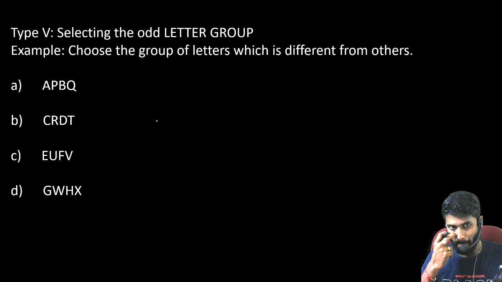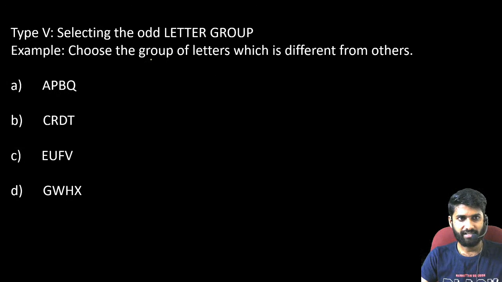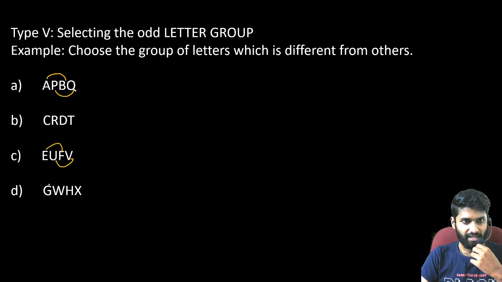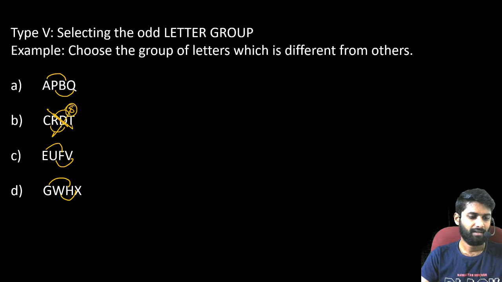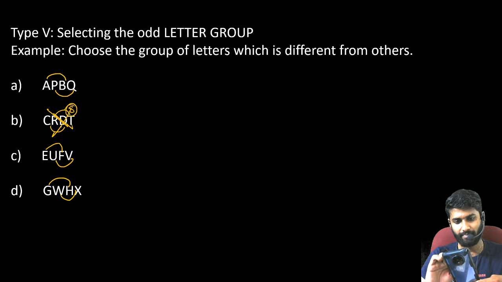Why is it a B? Now see, sir, A, B, P, Q are consecutive. E, F, U, V are consecutive. G, H, W, X are consecutive. C, D is no problem, but R, S is missing, sir. That's why this is the wrong pair. That is the wrong one. Very good.